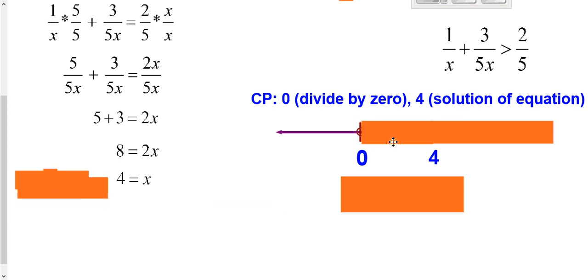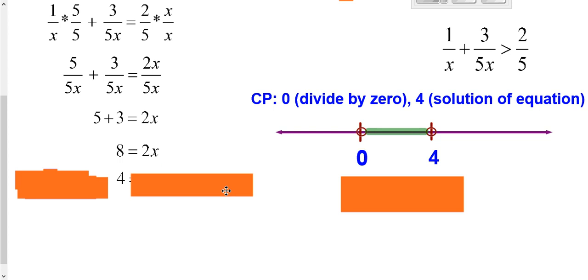We could try a number in between, like 1. 1 over 1 is 1, plus, then it would be 3/5. 1 plus 3/5 is definitely greater than 2/5, so we tried a number in between. That works, so we're going to shade. Then we try a number on the right, like 5, so that gives us 1/5 plus 3 over 25. And when we add that together, it is not greater than 2/5, so we're not going to shade over there.